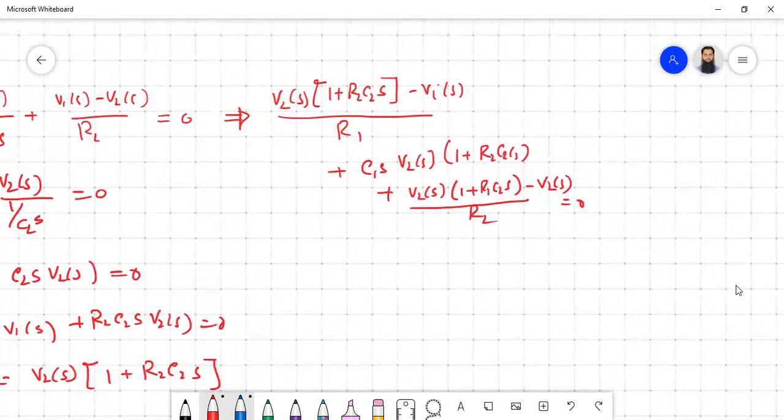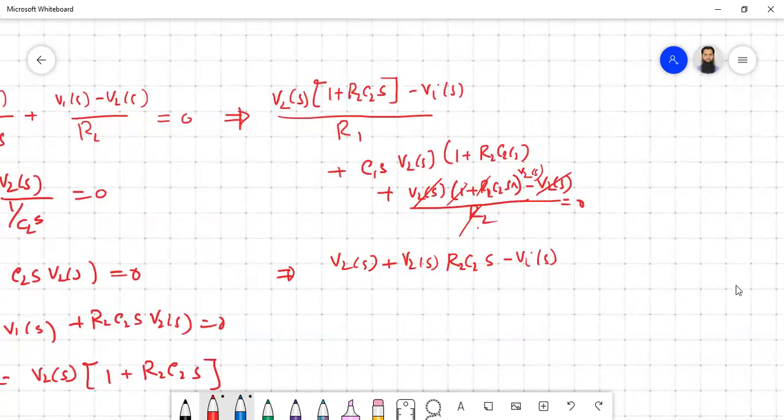As you can see, we can simplify because this first term can be subtracted from this V2(s), and with the second term there should be a V2(s). Also, this R2 and this R2 cancel each other. So we can simplify a bit. What we'll have is V2(s) plus V2(s) R2 C2 s minus Vi(s) by R1.